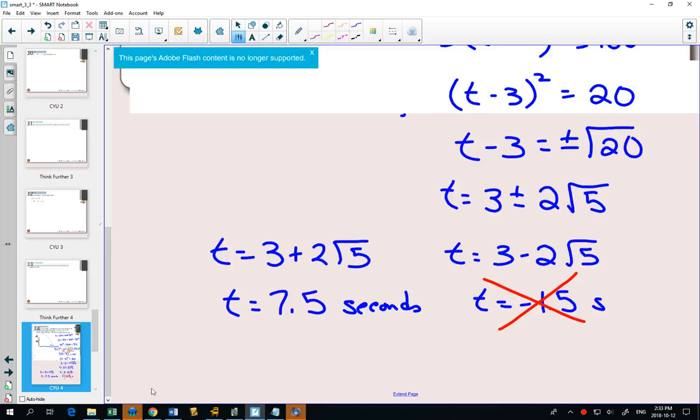All right, questions for practice with this one are number 6 and 7.